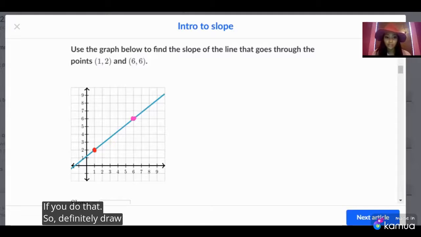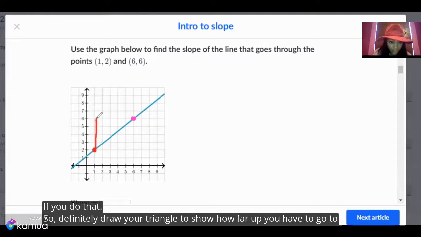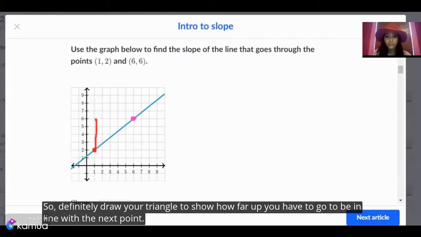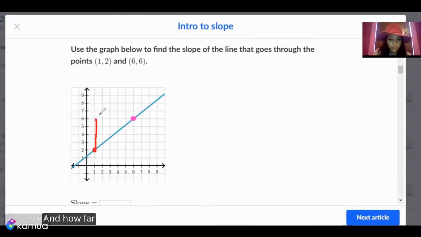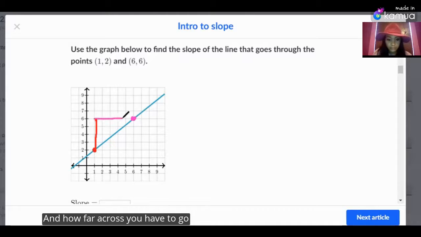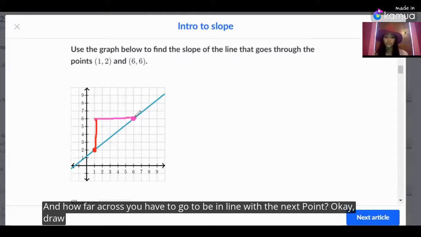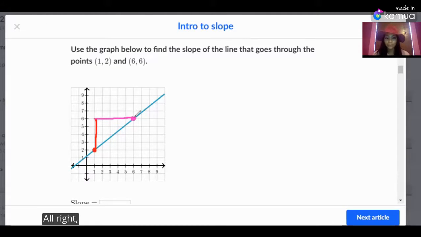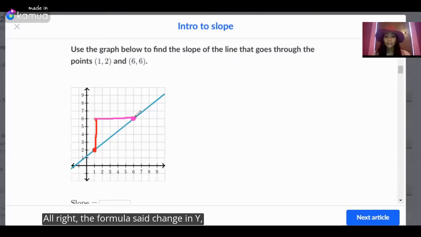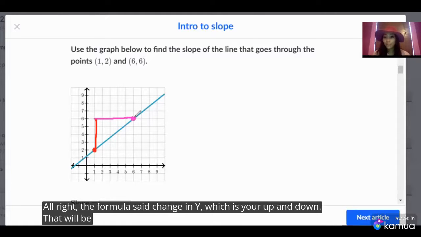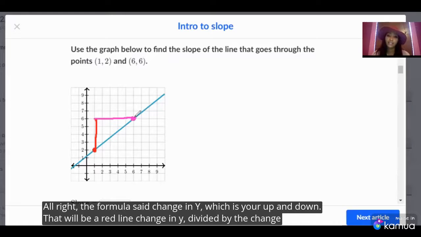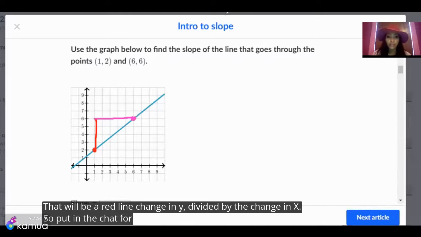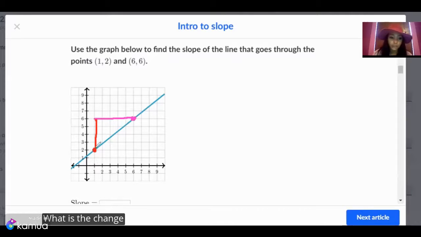So definitely draw your triangle to show how far up you have to go to be in line with the next point and how far across you have to go to be in line with the next point. Okay, draw your triangles. All right. The formula said change in y, which is your up and down, that will be our red line, change in y divided by the change in x. So put in the chat for me, what is the change in y?